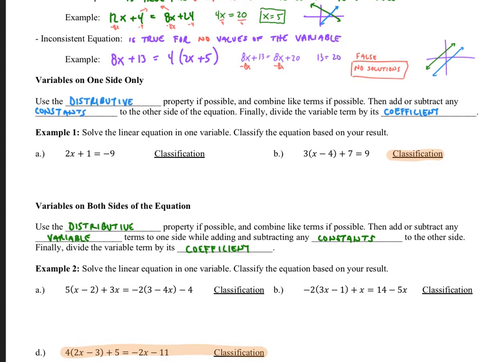So variables on one side only. How do you solve this? These should be the super easy equations. We're going to be doing some simplifying first. So we're using that distributive property if possible, combining terms if possible, and then adding or subtracting any constants to the other side of the equation, and then finally dividing by that coefficient. But these should be super easy problems.